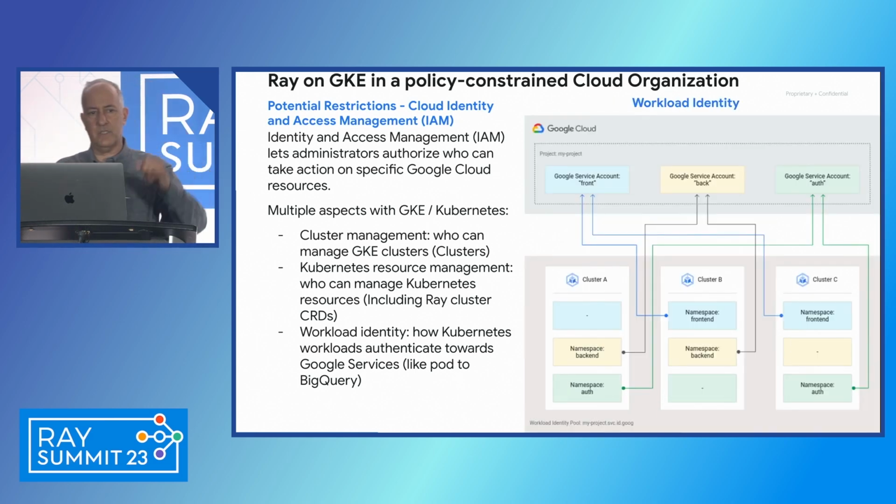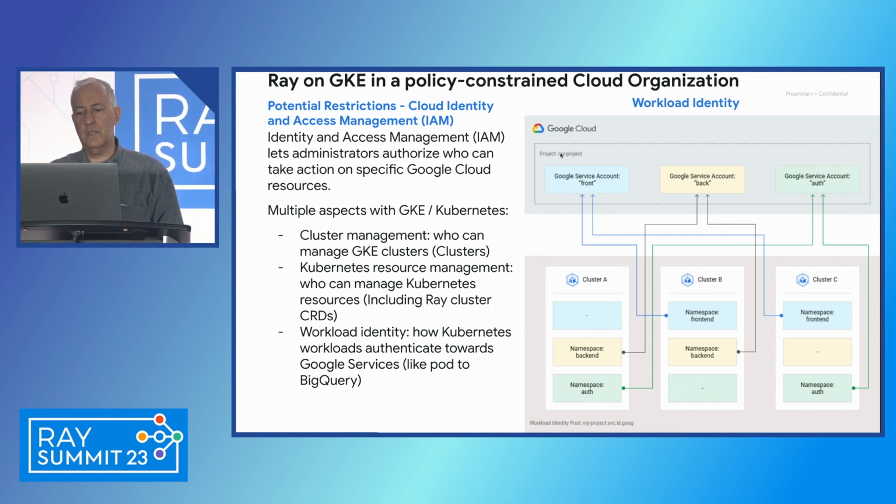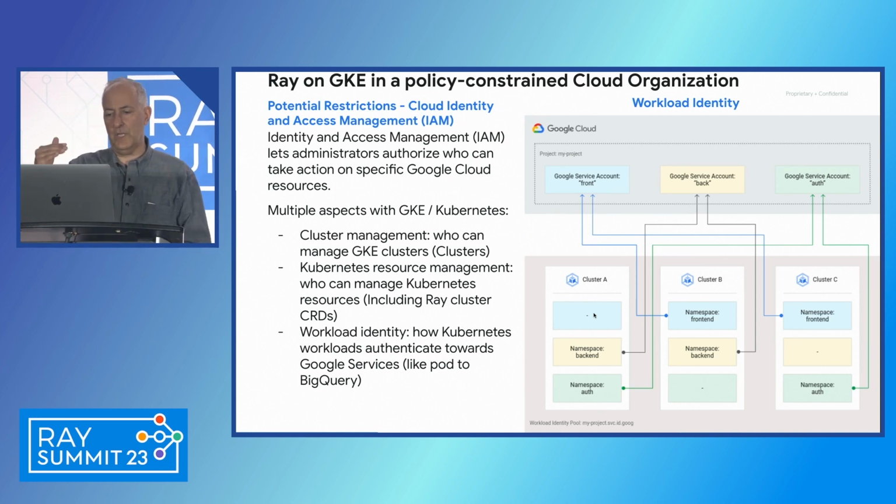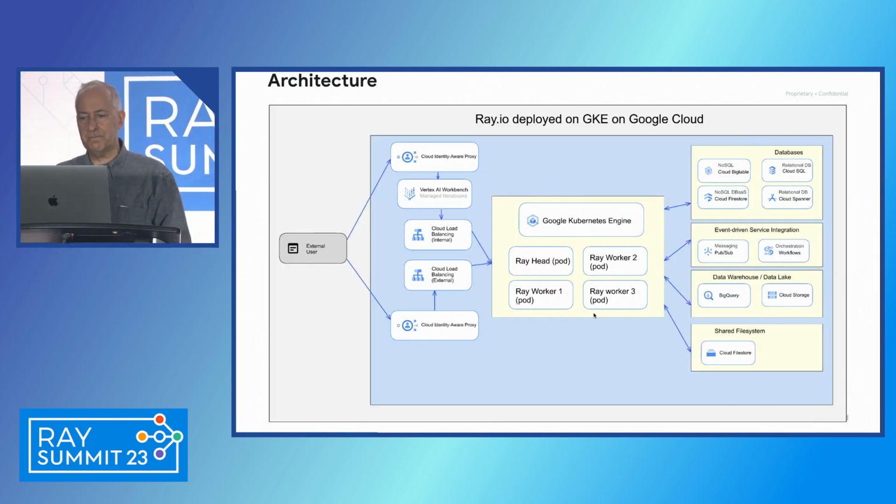I just made this bigger so you can see this on the screen. So this is your project, different service accounts, and different clusters. There is a relationship between the actual service accounts and the Kubernetes service accounts. So that relationship has to be made explicit.